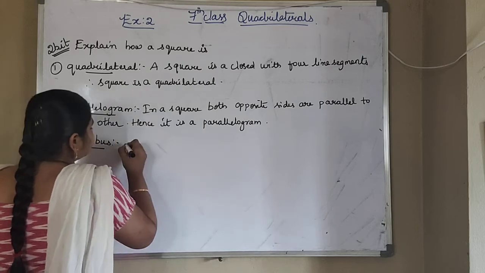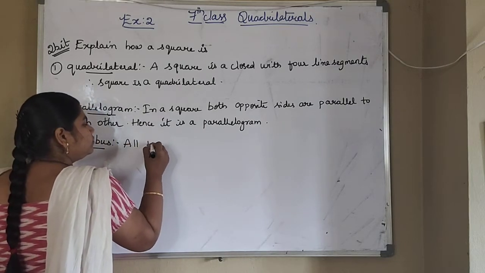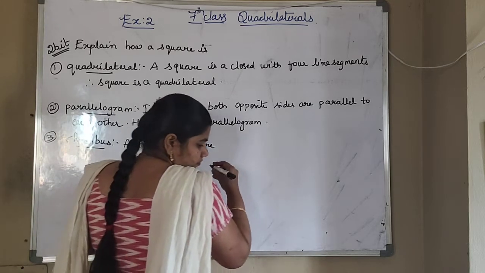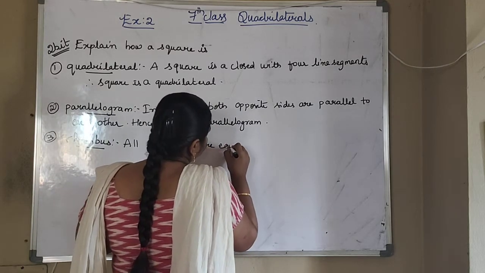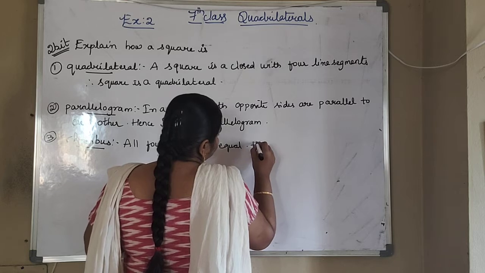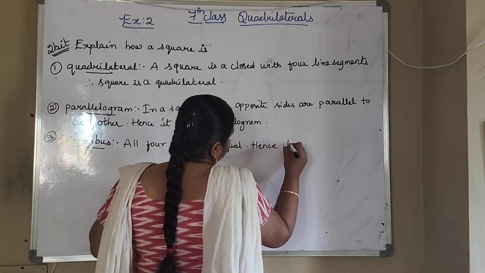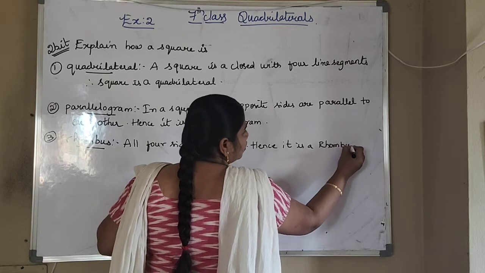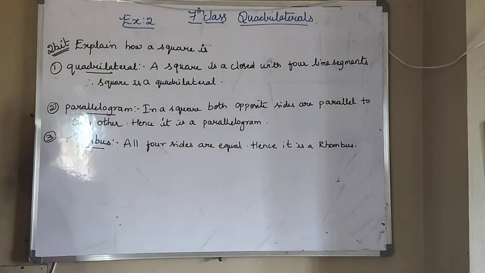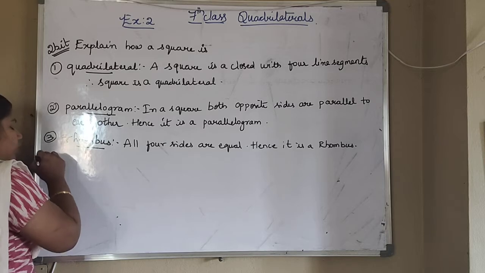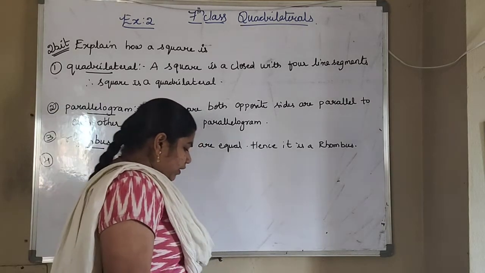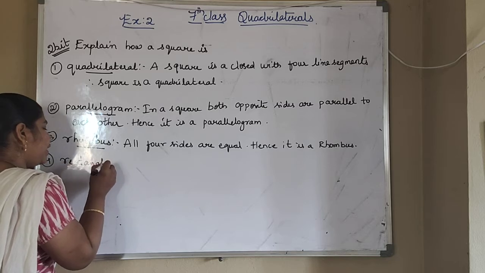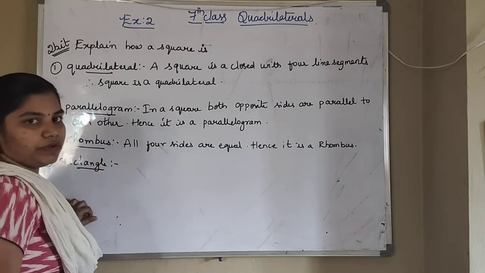So all 4 sides are equal, hence it is a rhombus. Okay, so the last one. What is the last one? They have given rectangle. So why a square is a rectangle, we have to tell now. We have to give a reason.